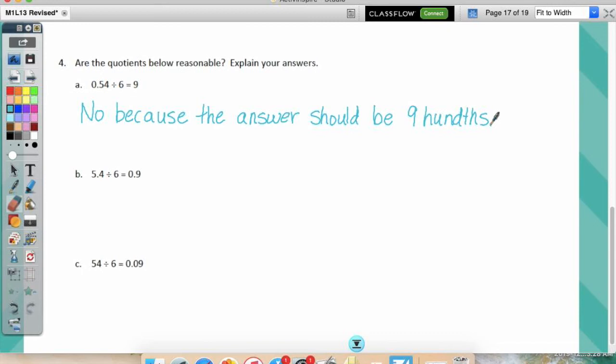Okay, what about B? Is that answer reasonable? Yes. How do you know? Ryder, is this answer reasonable? How do we know it's reasonable? Because it has the decimal in the correct place, doesn't it? Yeah. Tenths and tenths. So let's just write a yes there. The place values match.